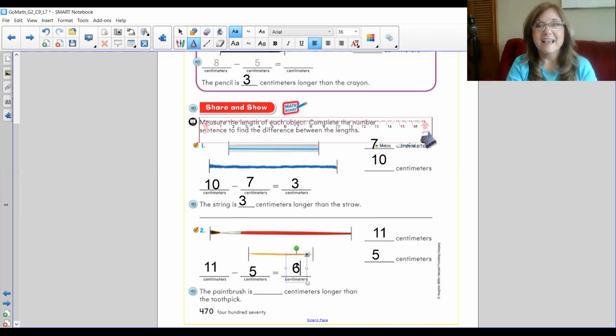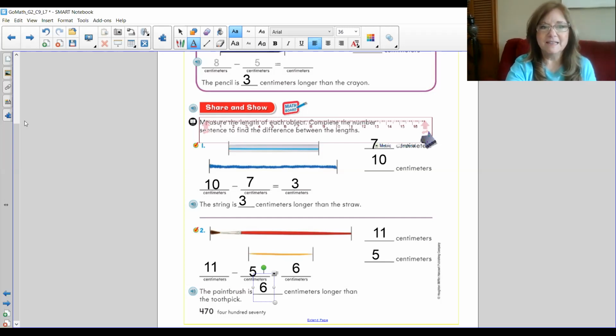That would be 6. And if you ever want to check your subtraction, remember that you can add the answer, the difference, to the number that you're subtracting, and it should equal the largest number. So if I add 6 plus 5, it does equal 11. So I know that my answer is correct. So the paintbrush is how many centimeters longer than the toothpick? 6. Quite a bit longer.